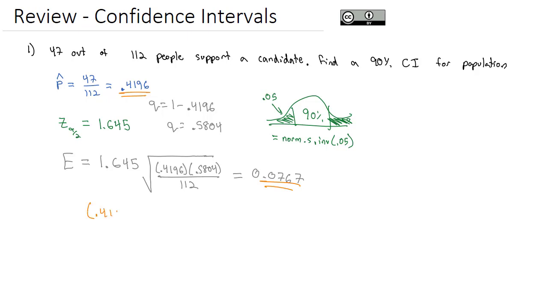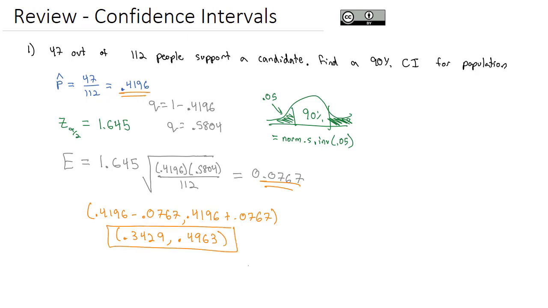So we can take the 0.4196 and subtract the error of 0.0767. And we can take the 0.4196 and add the error of 0.0767. When I do that, we get a lower limit of 0.3429. And we get an upper limit of 0.4963. This means we can say we are 90% confident the true proportion of people who support this candidate is between 34% and 49%. What's interesting is it's definitely less than 50%. Not good for the candidate.